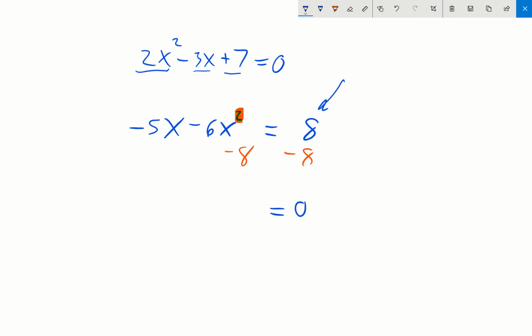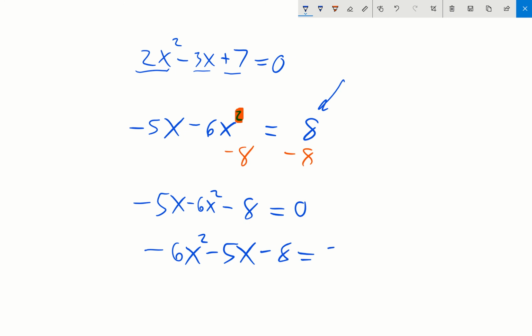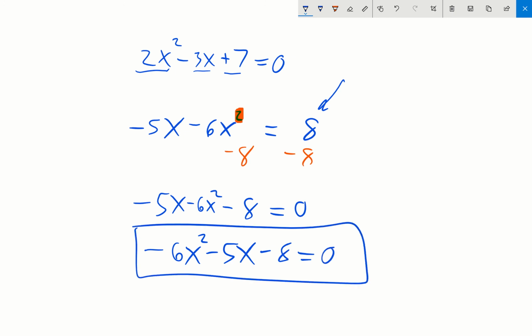That'll set the right hand side equal to 0, and now we get negative 5x minus 6x squared minus 8 equals 0. That's a little bit better, but it's not quite in standard form yet because we don't have the terms listed in decreasing power of x. When we write our quadratic, we want the x squared term to come first, then the x term, and then the constant term, and then that whole thing should be equal to 0. So now this is our quadratic equation written in standard form.